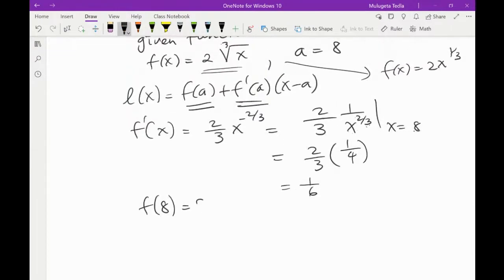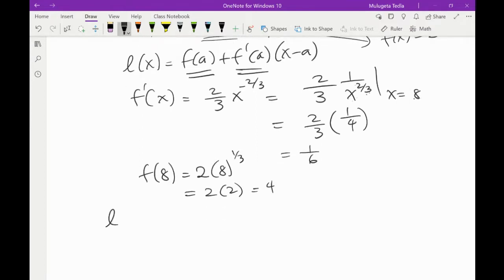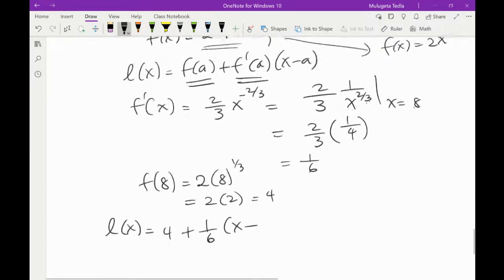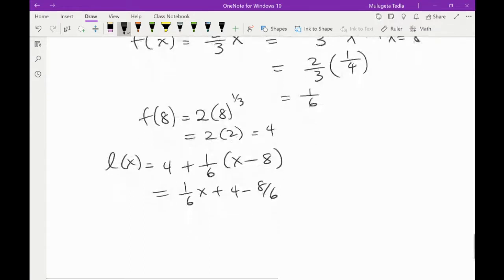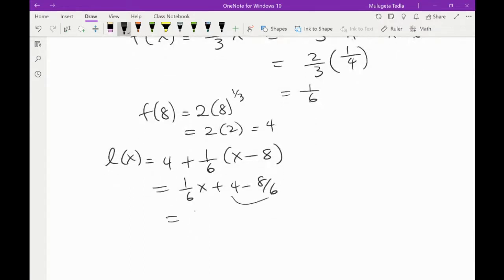F at 8 is 2 times 8 to the 1/3, which is 2 times 2, which is equal to 4. So my linearization, or linear function for this approximation, is f at a, which is 4, plus f prime of a, which is 1 over 6, times x minus a, which is 8. So here you have the linear function: 1 over 6 x plus 4 minus 8 over 6. And then you can even conjoin this.